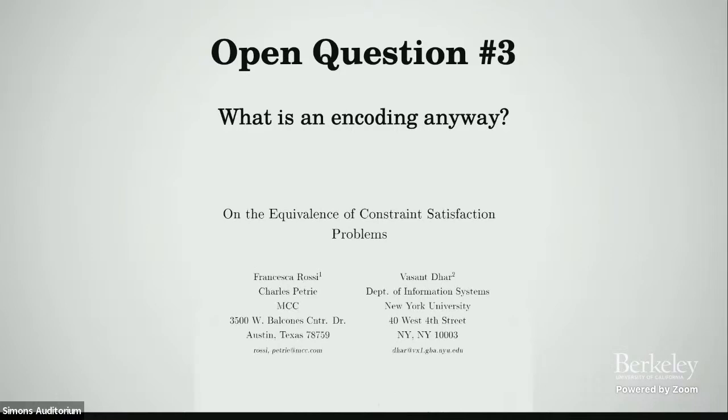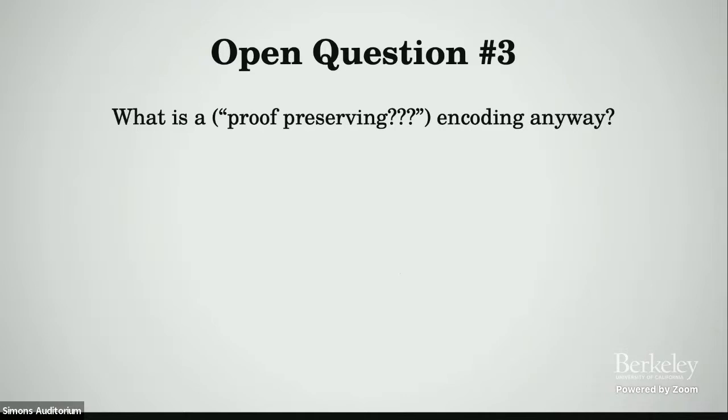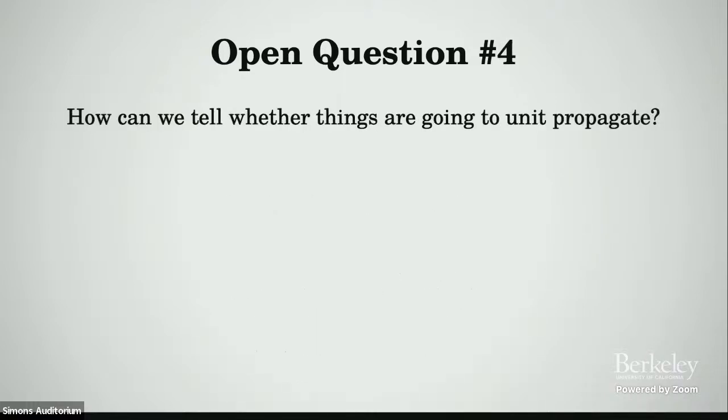There are some definitions I've seen before which talk about the equivalence of constraint satisfaction problems in more than just the sense that the solutions are bijective. This paper here still doesn't quite give us what we want, because it still defines equivalence of all unsatisfiable problems, but it's maybe getting towards what we might want. So this is something to think about. I've changed this to say what is a proof-preserving encoding anyway, at the request of Oz. And yeah, that's the same slide.